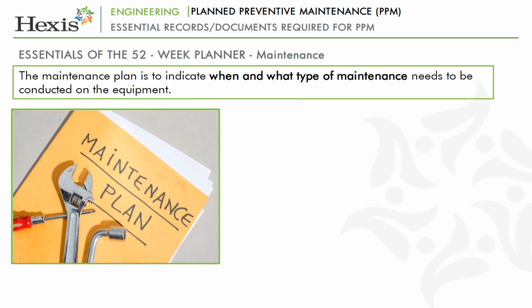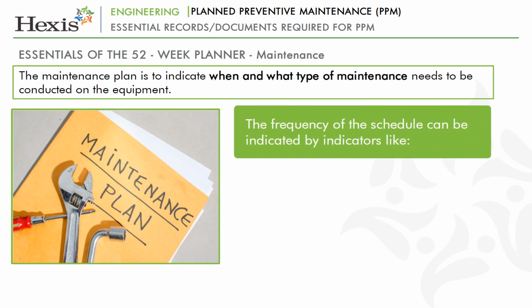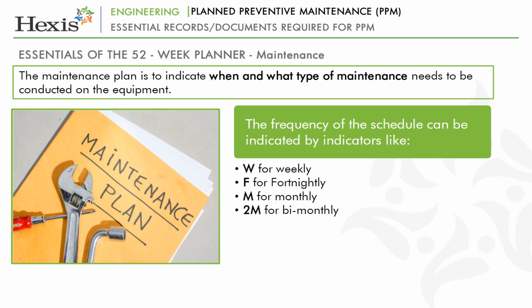The maintenance plan is to indicate when and what type of maintenance needs to be conducted on the equipment, that is weekly or monthly or bi-monthly, etc. The frequency of the schedule can be indicated by indicators like W for weekly, F for fortnightly, M for monthly, 2M for bi-monthly, Q for quarterly, H for half-yearly, and Y for yearly. Based on the frequency of the task, the schedule will be repeated at regular intervals, against the selected equipment. For example, a quarterly routine on equipment will figure 4 times in the planner. The schedule should be developed in consultation with the vendor where involved.